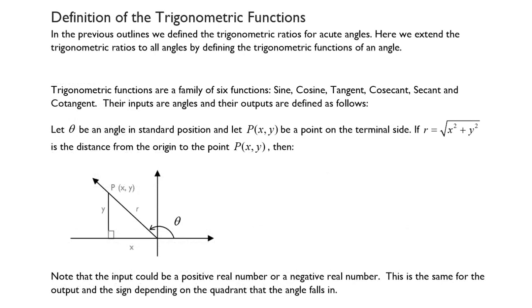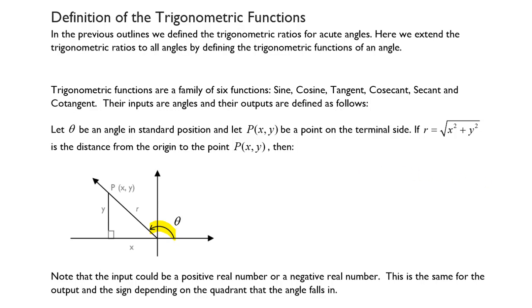In the previous outlines, we defined the trigonometric ratios for acute angles. Here, we extend the trigonometric ratios to all angles by defining the trigonometric functions of an angle. This is just a lot of words, but notice that previously we were using the first quadrant, and now we are looking at angles that extend past the first quadrant. So now we have obtuse angles included as well.